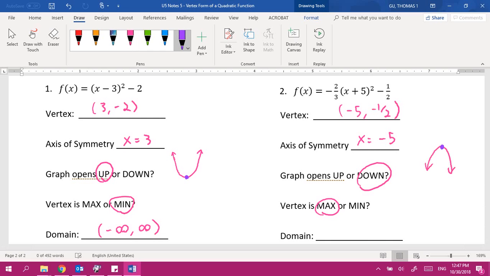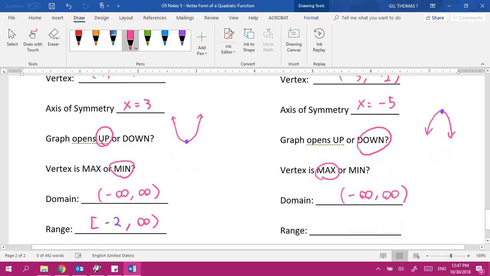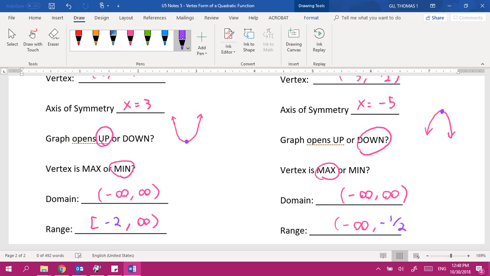What's the domain? That's right. Domain's always the same. And then finally, what is the range then? -infinity to -1/2. There we go. Because you can see on your little diagram, the lowest point is down here to -infinity. The highest point is -1/2 at the vertex. That's right.